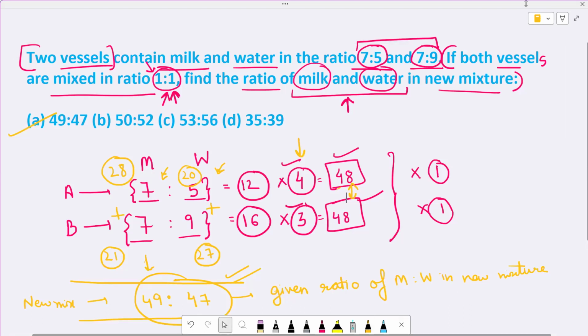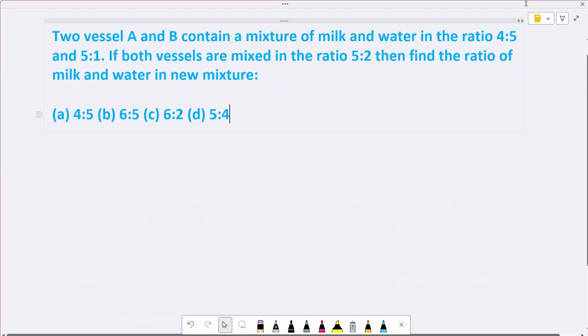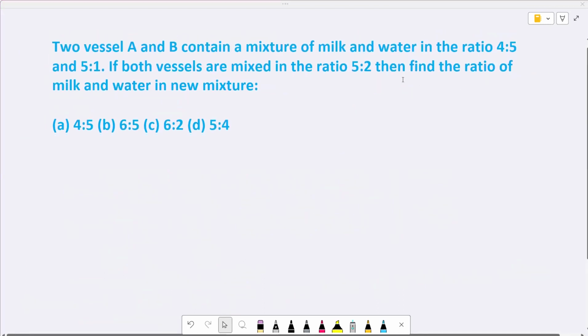Now let's move on to the next question of the same type.